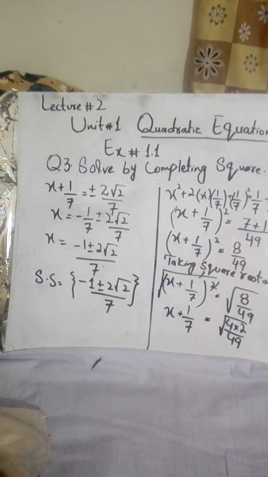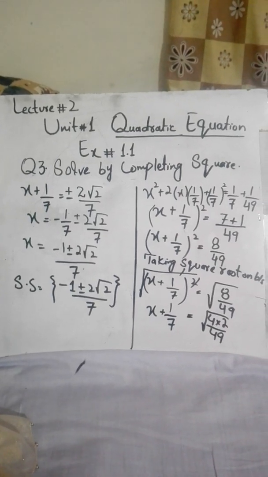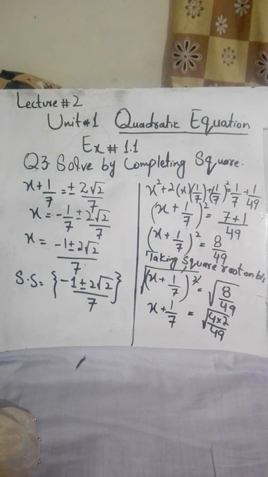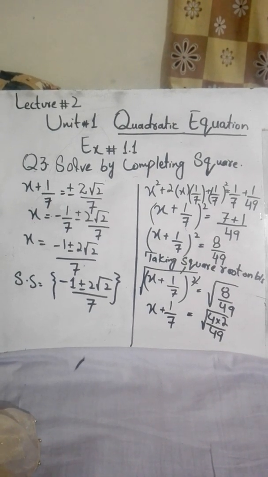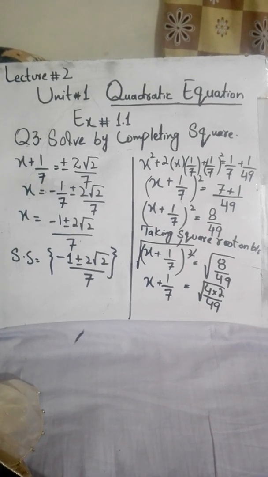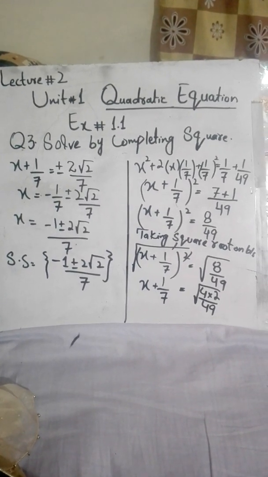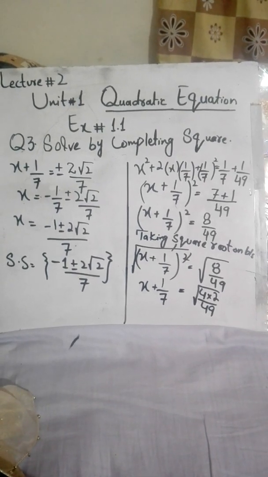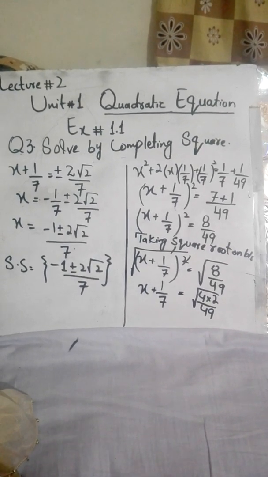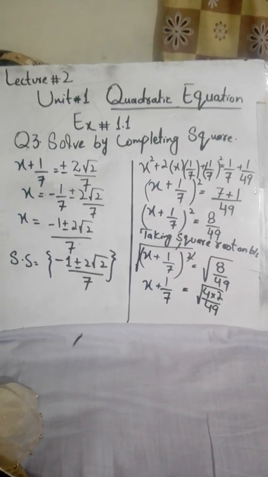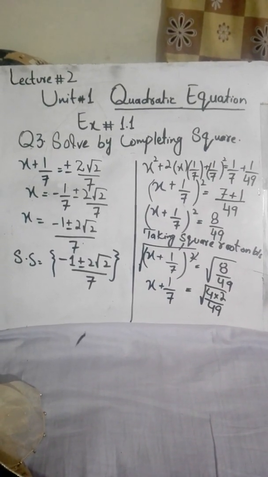Students, I hope you understand the question. I am going to repeat the steps of this question. First of all, you have to make the coefficient of x square equal to 1. Second step will be shifting the constant term to the right side of the equation. Third step is adding the square of 1 by 2 multiply coefficient of x on both sides of the equation.